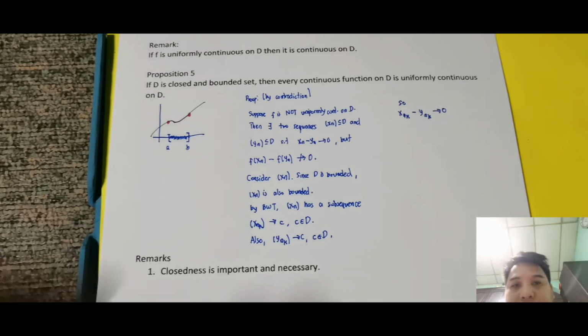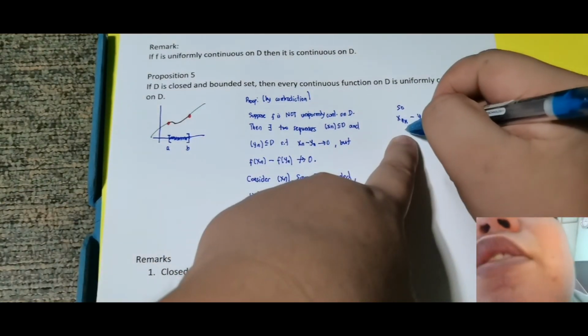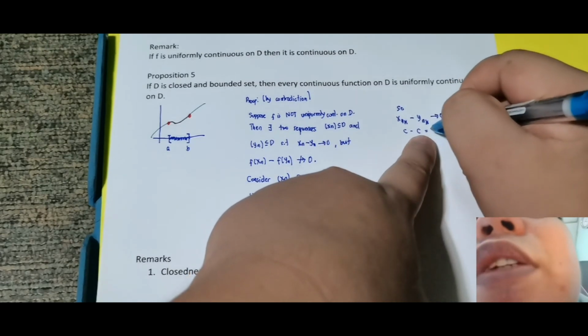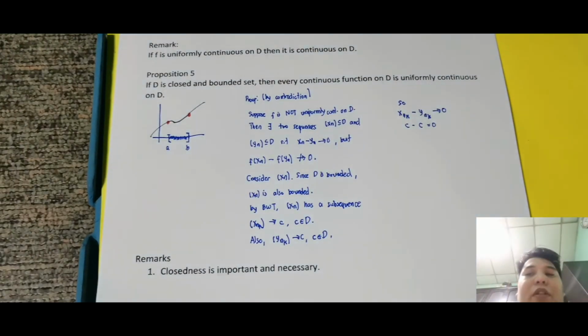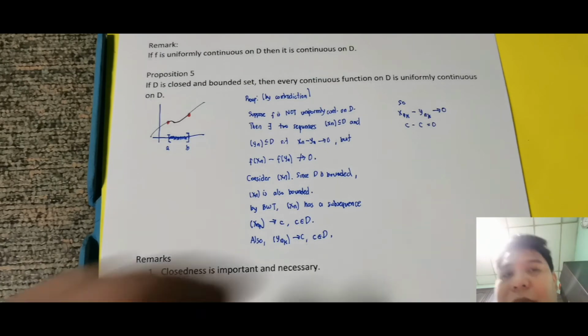Sir, bakit? Kasi ito ay parang C minus C. Kumbaga, C minus C that is equal to 0. Ganun yung nangyari dyan. Kaya approaches to 0. Ngayon, i-check natin. So, it follows. Ano mangyari? It follows.